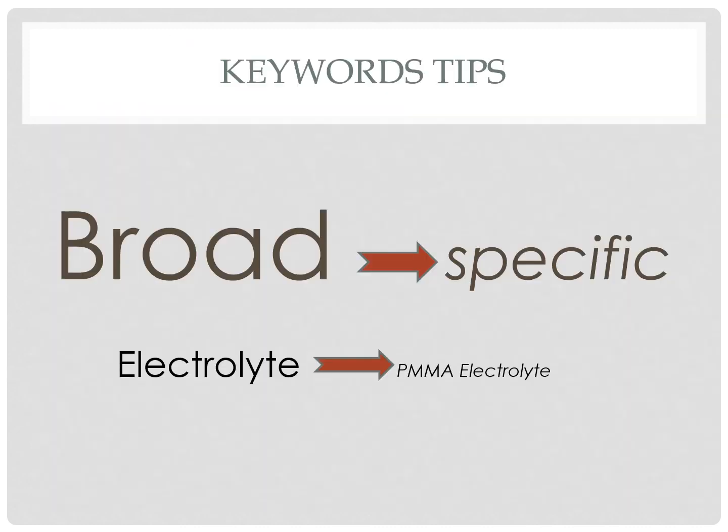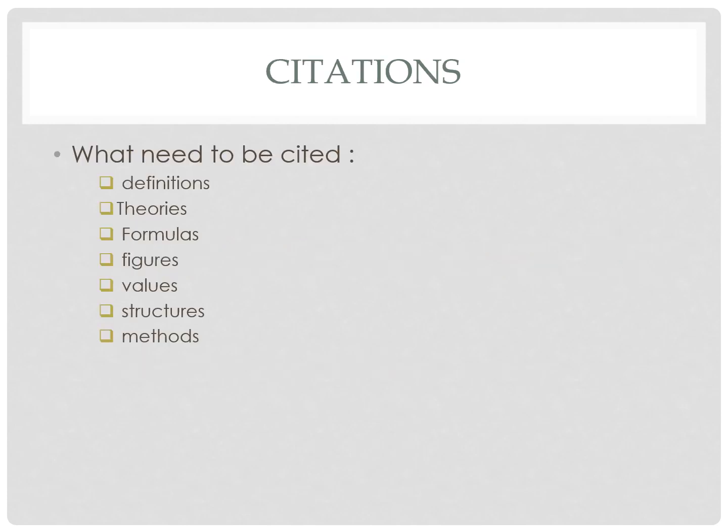How to get the right information from the internet source? You must give the right keyword. So, for example, from the broad keyword to a more specific keyword. For example, from electrolyte to PMMA electrolyte. So, in literature review, you need to cite the following, otherwise it is plagiarized.